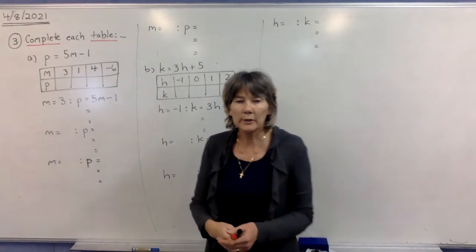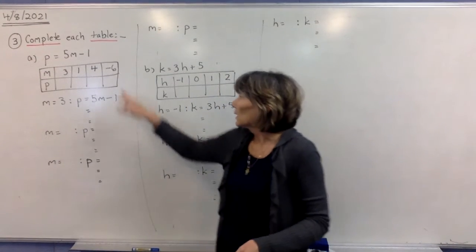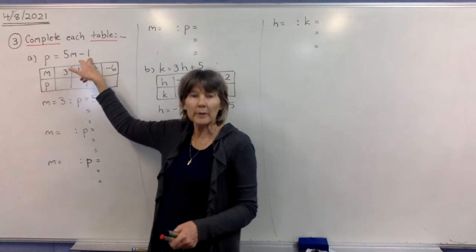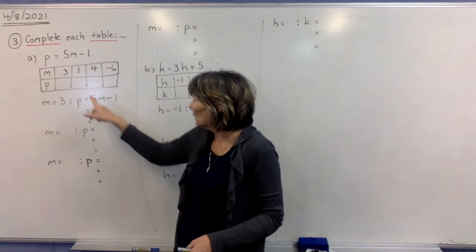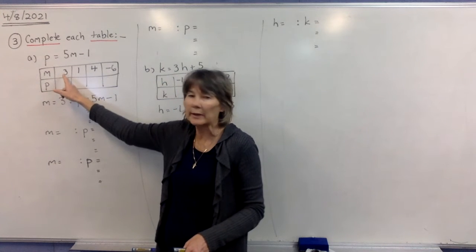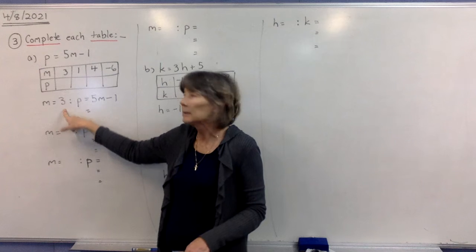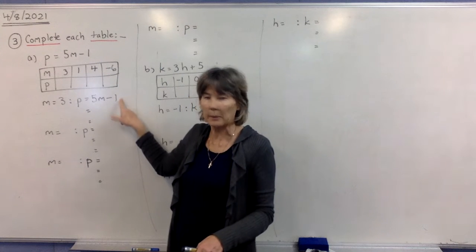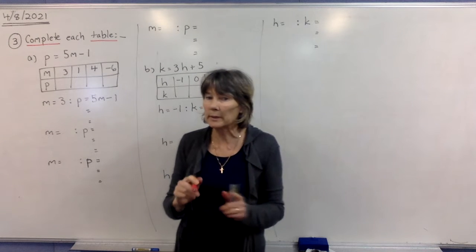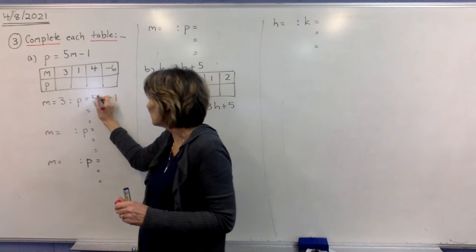Okay, boys, so we're going to do two more examples. Again, we're completing the table and the rule is written above the table. If we look at this first one, the first m value is 3. So we're going to write m equals 3, copy the rule next to it, p equals 5m minus 1. Don't forget that between a number and a letter, you have a times sign.